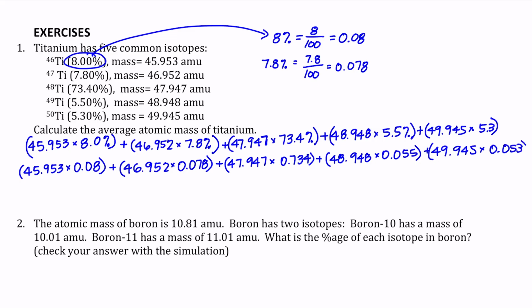All right, so now that I've set that up, in completing this problem, I'm going to type in 45.953 times 0.08, right? So I'm going to type all of these things in and see what that comes out to. And whatever it comes out to is going to be our answer. And so when I plug it into my calculator, it should come out to be 44.788 AMU. Okay, so that's how you would do that.